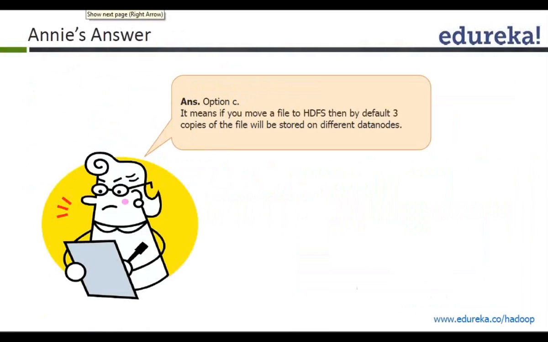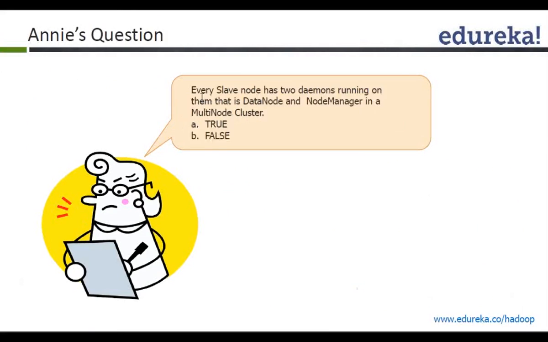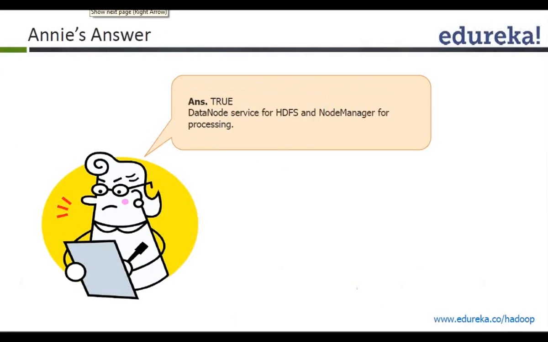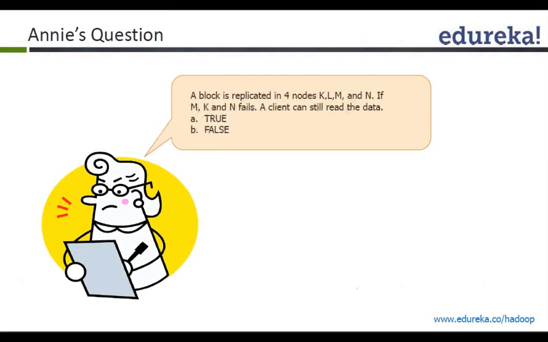It means that if you move a file to your HDFS, then 3 copies by default would be made. Last time when I had given you an architectural diagram of your file write, we had mentioned 3, right friends? So there are 3 copies of every block on different nodes. Every slave node has 2 daemons running on it, that is data node and the node manager. If we look at a multi-node cluster, the answer is true. Data node service is for your HDFS component and node manager is for the processing component.